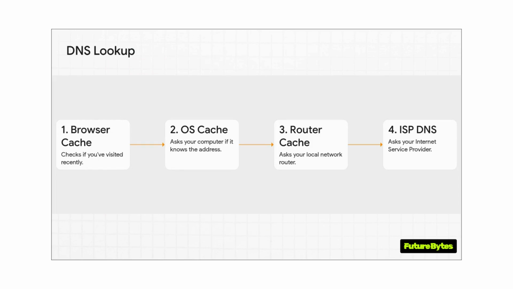But here's the really clever part. It doesn't just ask one place. To be as fast as humanly possible, it checks in a very specific order. First, your browser checks its own memory, its cache, to see if you visited recently. No dice? Okay, then it asks your computer's operating system. Still nothing? It asks your Wi-Fi router. And only if none of those local sources know the answer does it finally go out to your internet service provider. It's this brilliant, cascading series of questions designed to find the answer in the absolute quickest way.